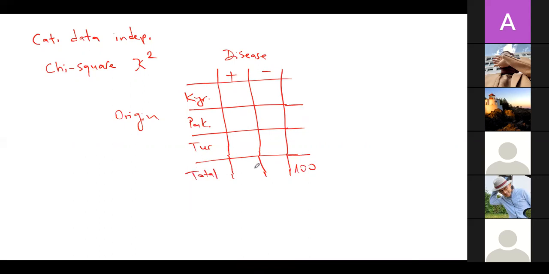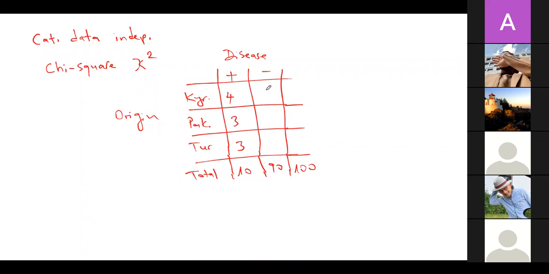If you have a total of 100 and 10 of them have the disease, 90 don't have the disease. And those 10, let me distribute them. They are 3 Turkish, 3 Pakistani, and 4 Kyrgyz students.